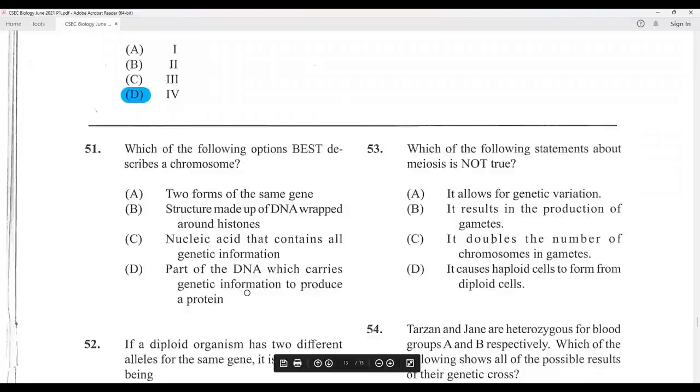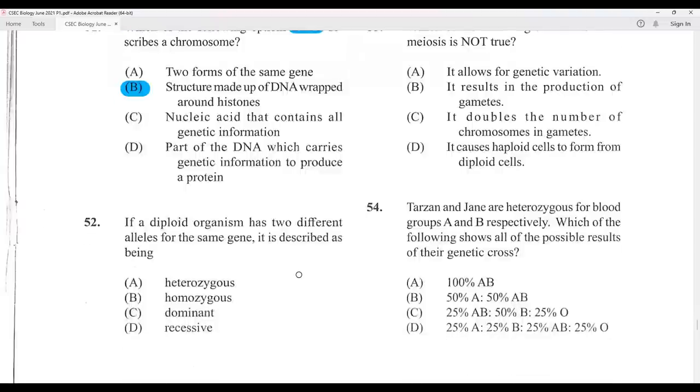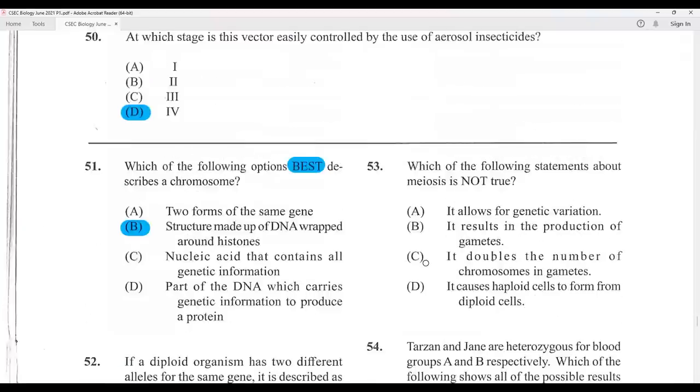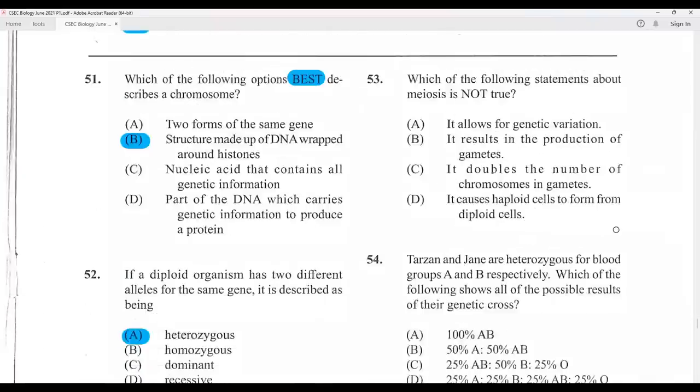Item 51, which of the following best options describe a chromosome? So we're looking for the best option, a structure made up of DNA wrapped around histones. B. Item 52, if a diploid organism has two different alleles for the same gene, it is described as being heterozygous, which is A. 53. Which of the following statements about meiosis is not true? It doubles the number of chromosomes in gametes. That is not true. In fact, the number is actually halved.